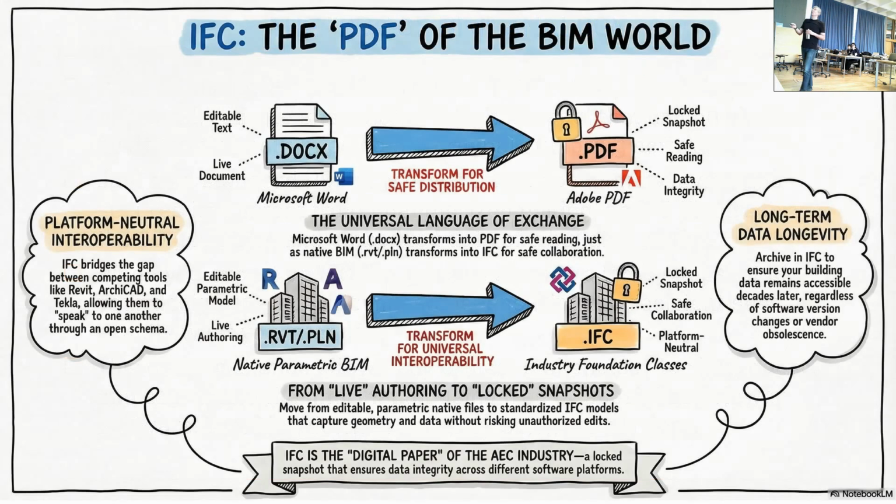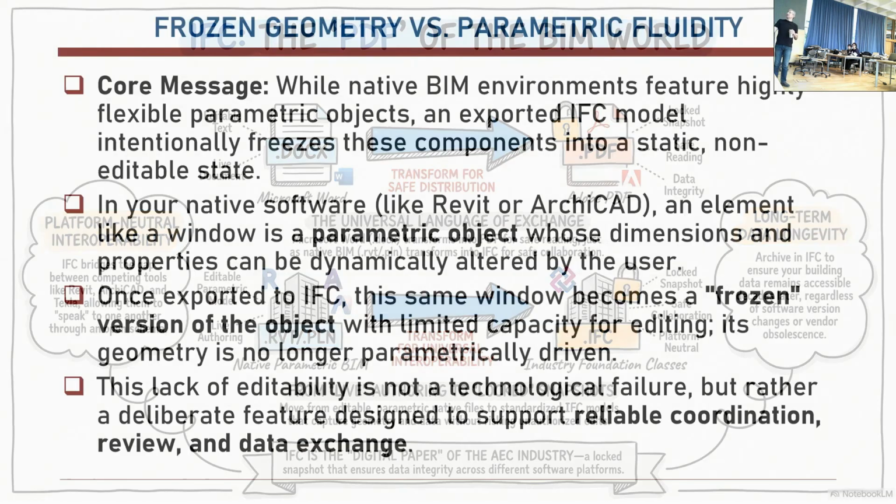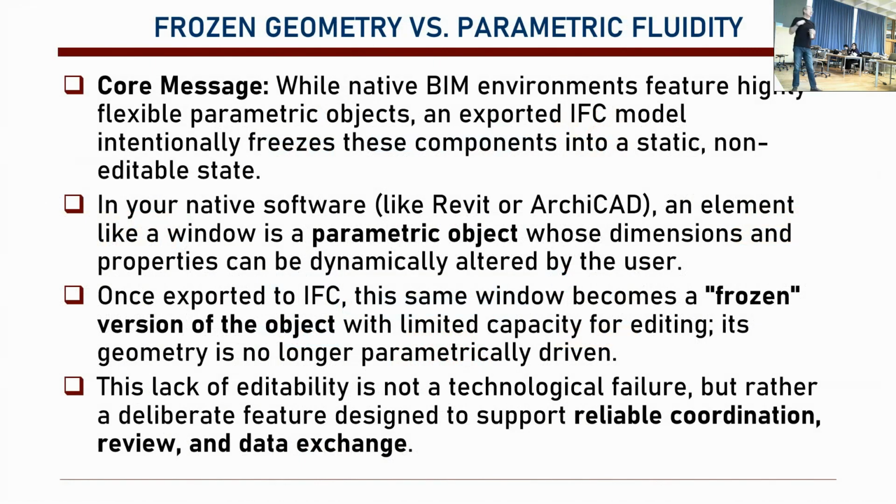Okay, so basically, as I mentioned before, your Word file converts to PDF, your Revit or ArchiCAD file is converted to IFC. So from the live authoring to locked snapshot. Okay, it's a digital paper. PDF is called digital paper. So it was a big thing. Today it's a normal thing for you. But when we were students, PDF was a big thing. They would call it digital paper. And that's the idea. IFC is the digital paper of BIM.